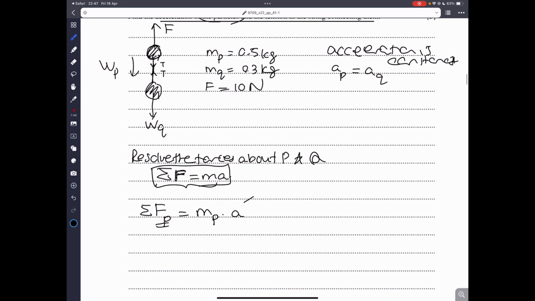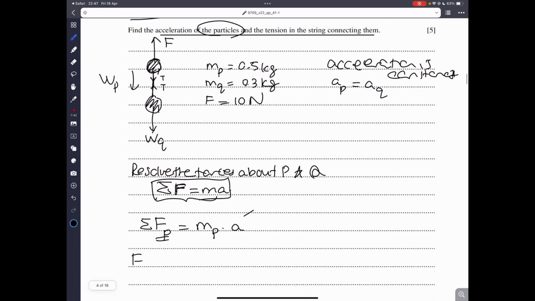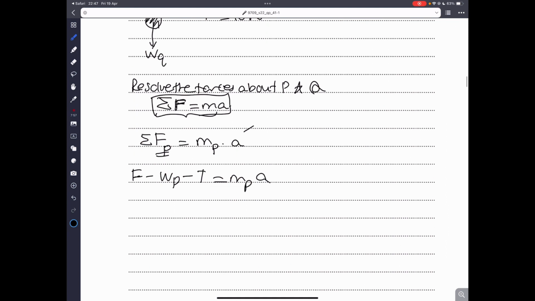So we have the force, which is 10 newtons up, and we have the weight of P, which is acting downwards, so we have to minus it. And then we have the tension, which is also acting downwards, so we have to minus it. So this is giving us m_P a. Okay, so if we substitute the values, 10 minus 0.5, which is the mass. Remember, W is equal to mg. So 0.5 is the mass of P times g, minus T is equal to 0.5 times a. Now this is our equation number 1.